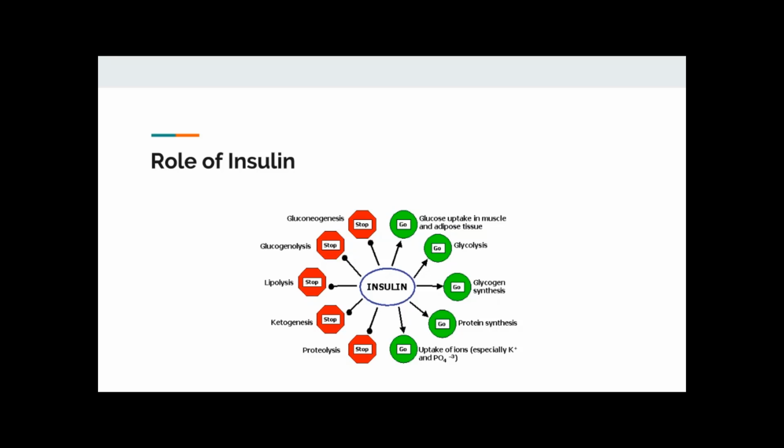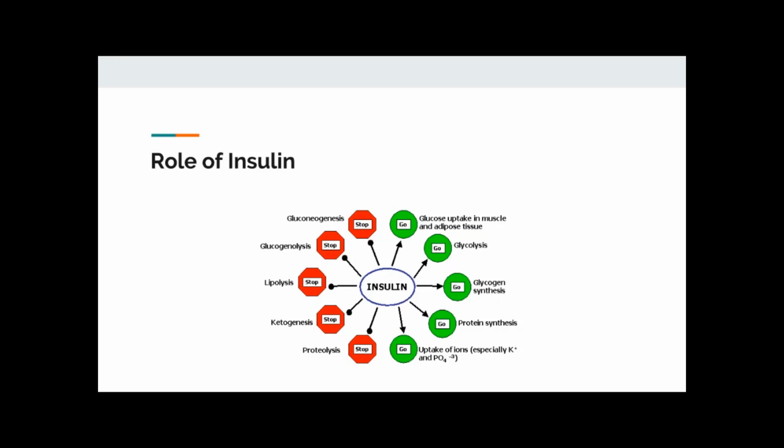When you have insulin in your system, it's in times of plenty, right? There's a lot of sugar in your system. And so what the body wants to do is store that sugar. It wants to turn it into stuff like muscle and fat that you can store. And at the same time, insulin blocks breakdown of that stuff.